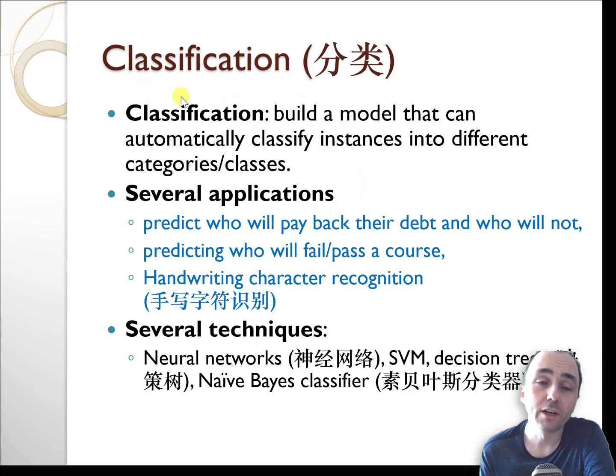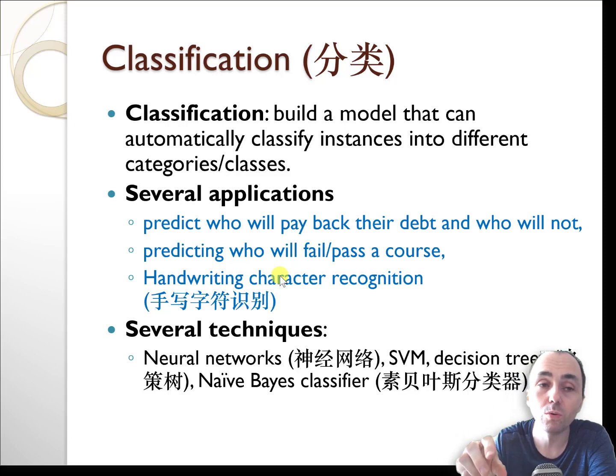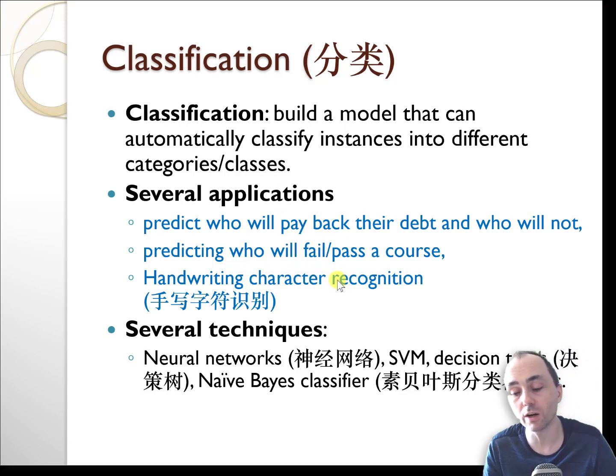Another example, classification can be used to predict which student will pass or fail a course. Or if you draw letters with your pen, the cell phone could use the camera to guess what character it is. Is it an A or B or C and so on? So this is also classification. To do classification, there are a lot of techniques like neural networks, SVM, and so on. We could talk about this later.